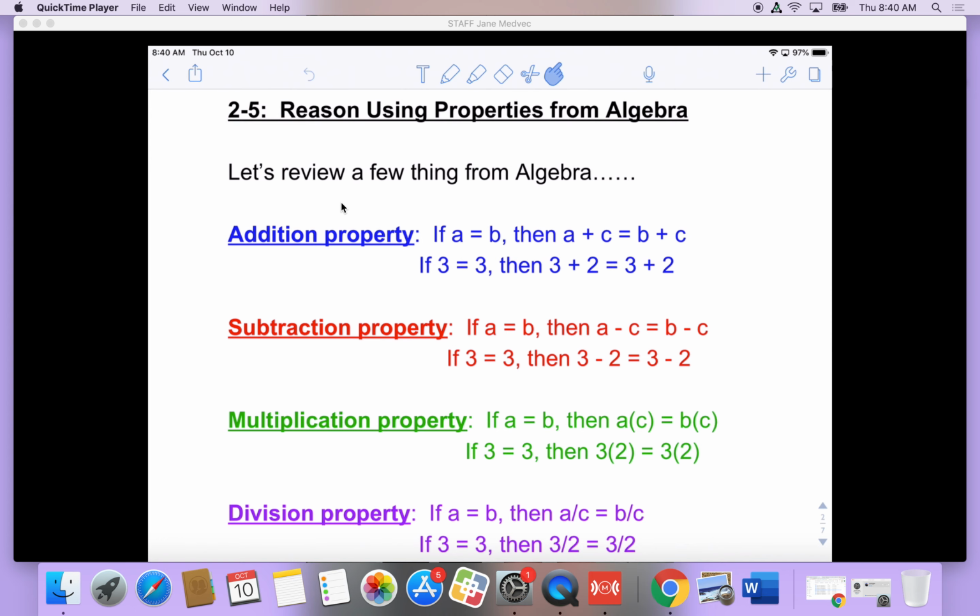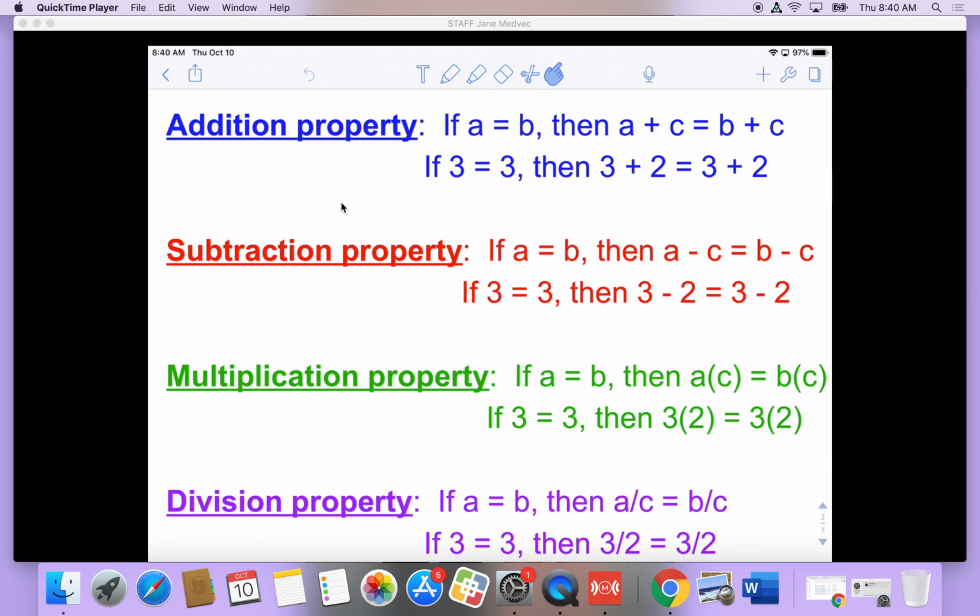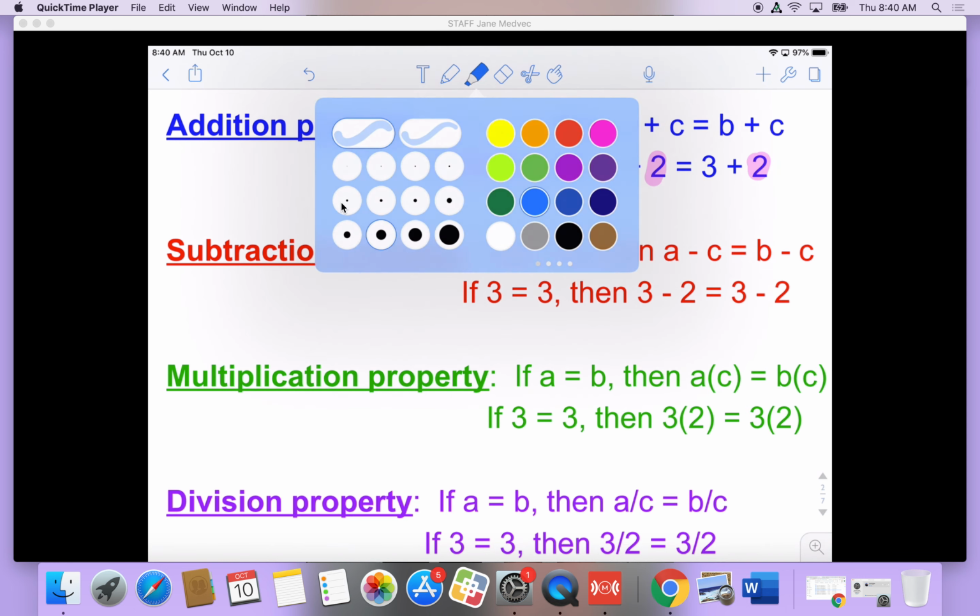We're just going to review a little bit. So first of all, we're going to look at the addition property, and it says if I have A equals B, if I add C to both sides, then it's addition. For example, right here I've got 3 equals 3. Notice that I add a 2 to each side, and it's called the addition property. Duh, right?